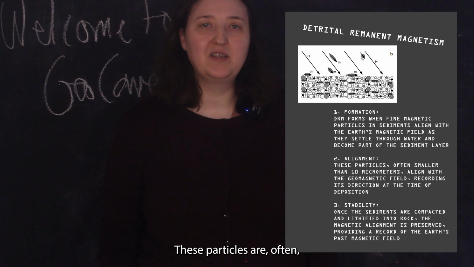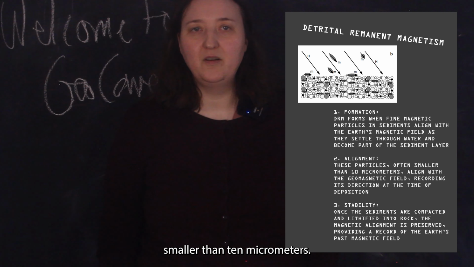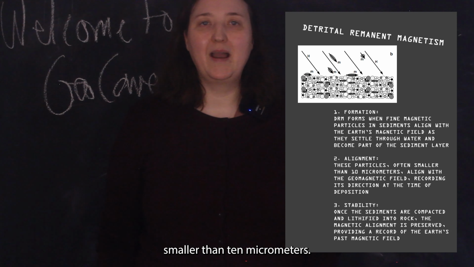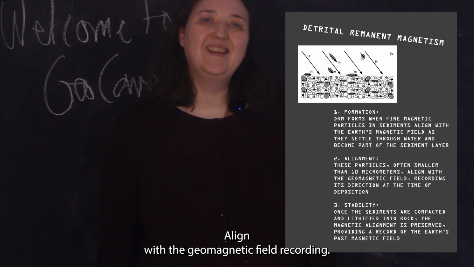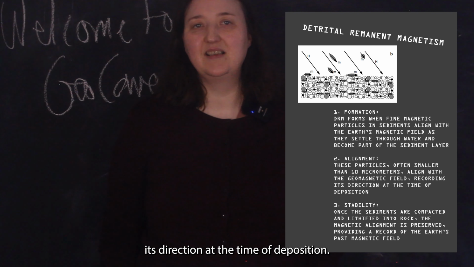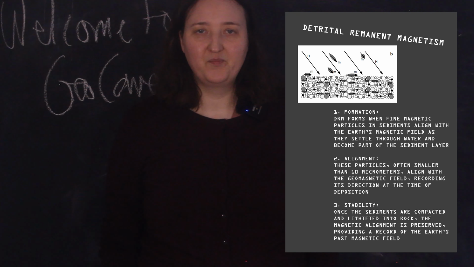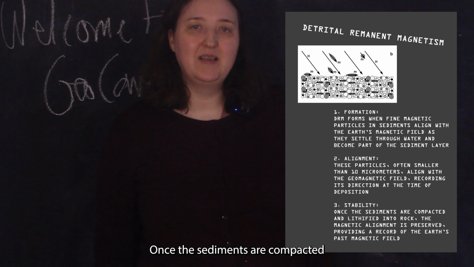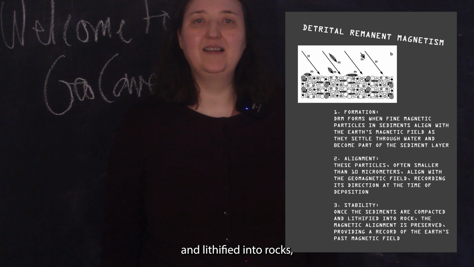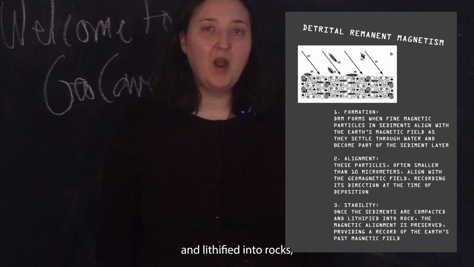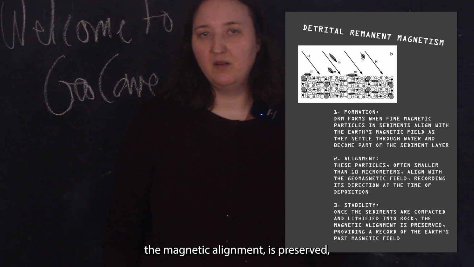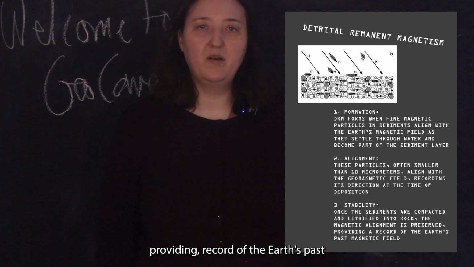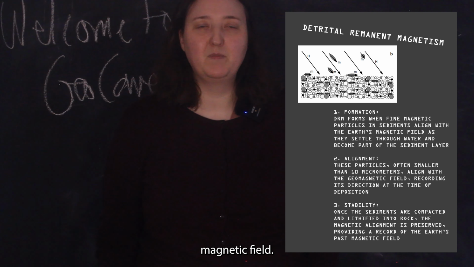These particles, often smaller than 10 micrometers, align with the geomagnetic field, recording its direction and the time of deposition. Once the sediments are compacted and lithified into rocks, the magnetic alignment is preserved, providing a record of the Earth's past magnetic field.